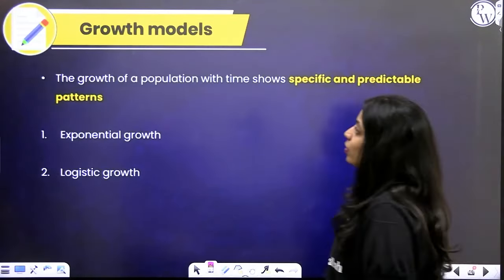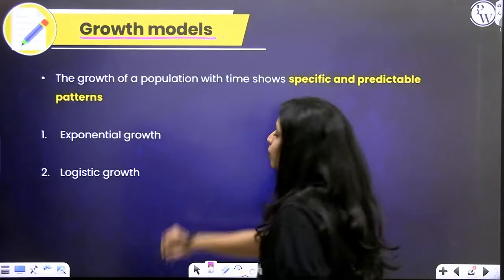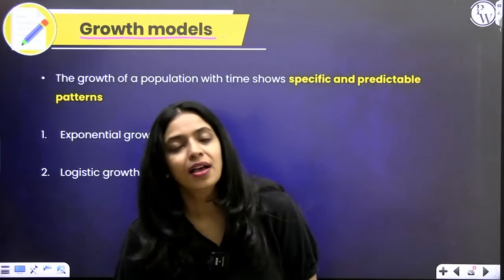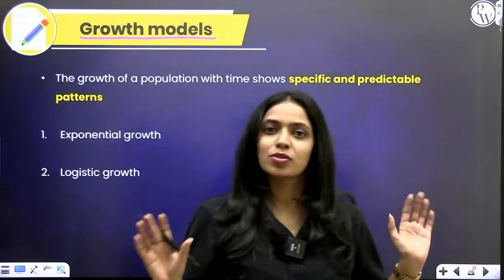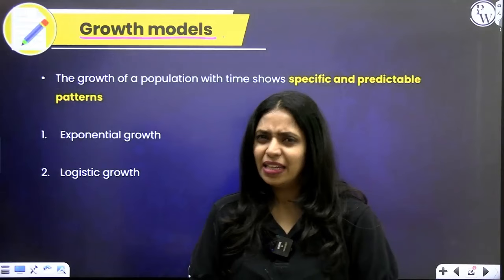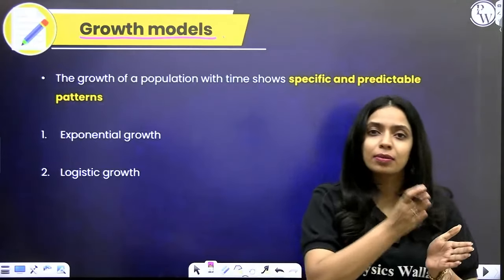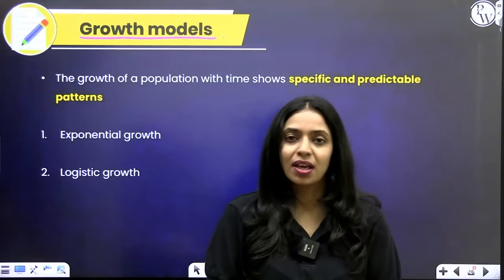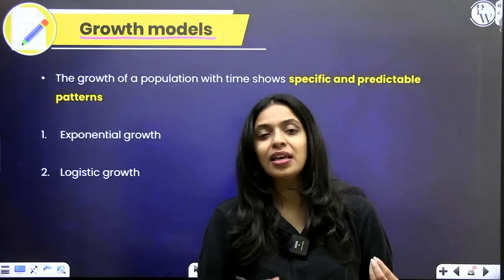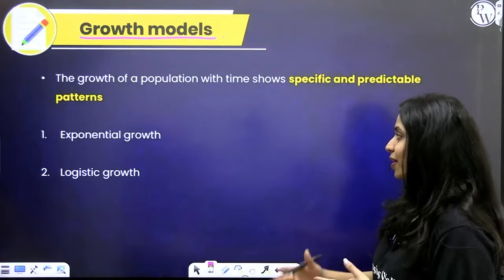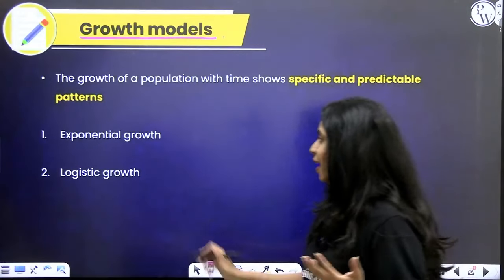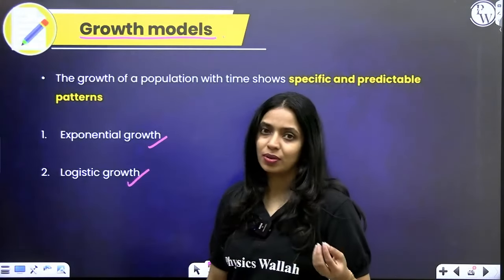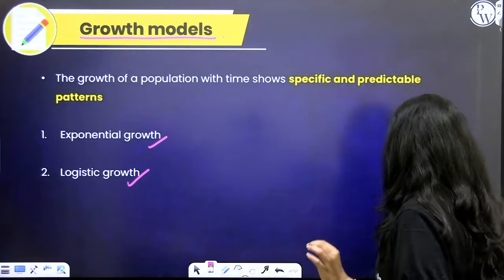Now let's talk about something called growth models. What are these growth models? Now, we know that the size of a population is going to change with time. Is there any predictable pattern that population growth follows? Do you think there is? Yes, there is. There are two different patterns that any population could follow. They are exponential growth and logistic growth. What exactly are these? Let's find out.